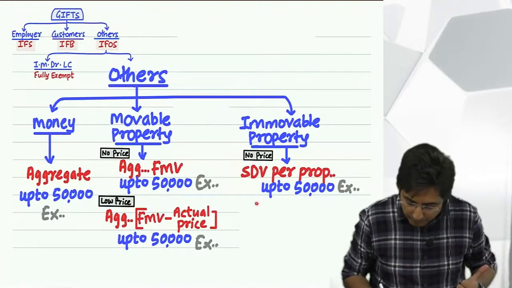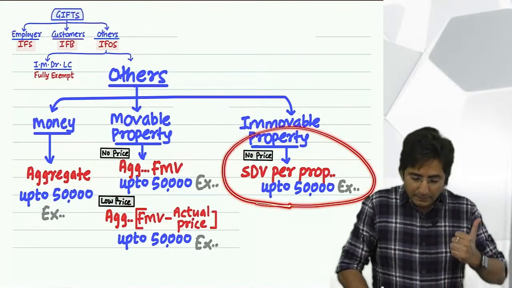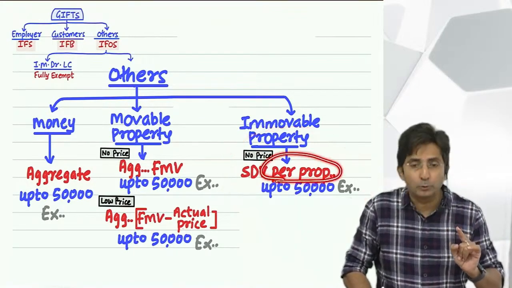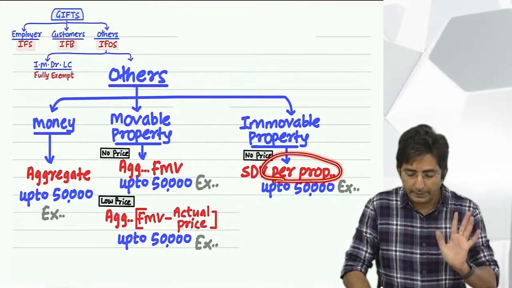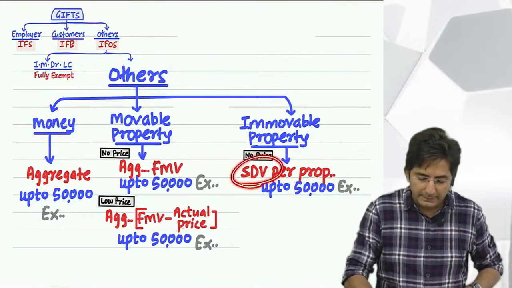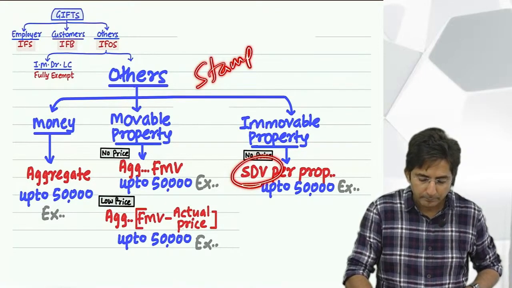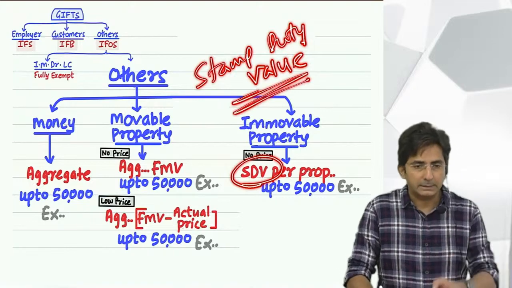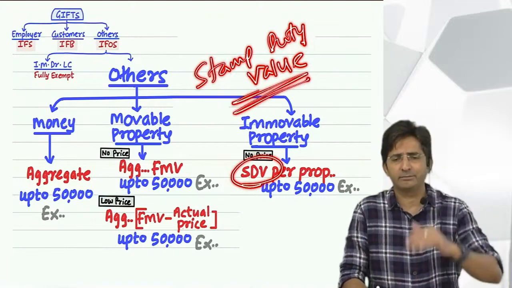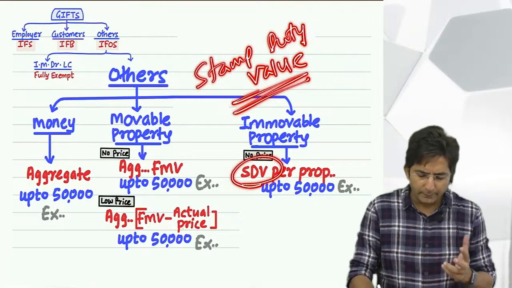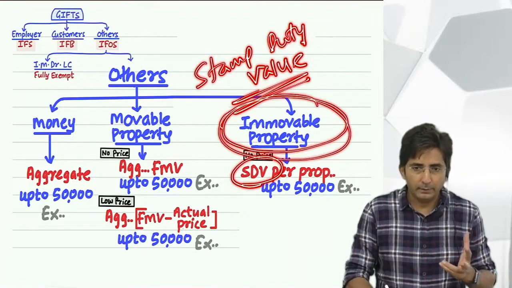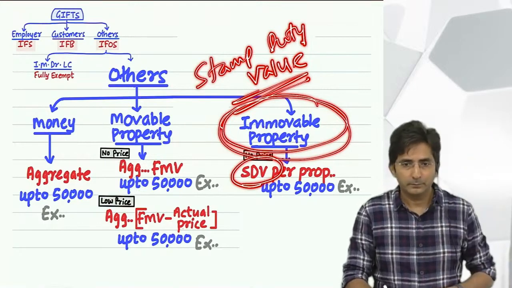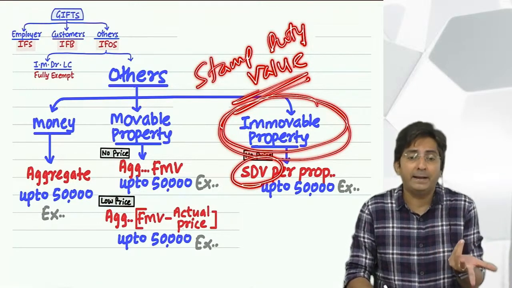See. Read what I have written here. What is SDV, I will explain. But per property you have to see. Per property. Okay. Now see, SDV means stamp duty value, which is nothing but the market value only. But you know, whenever it is immovable property, we call market value as stamp duty value. Why?